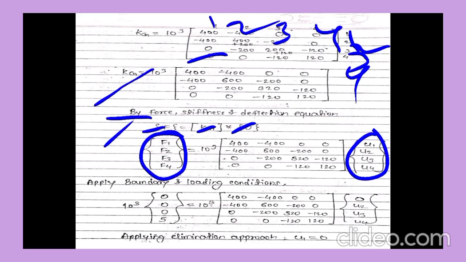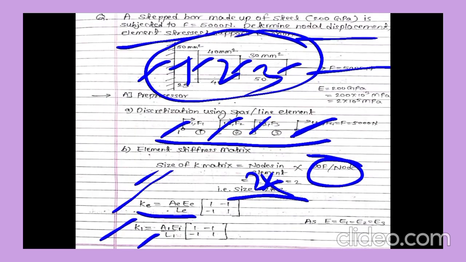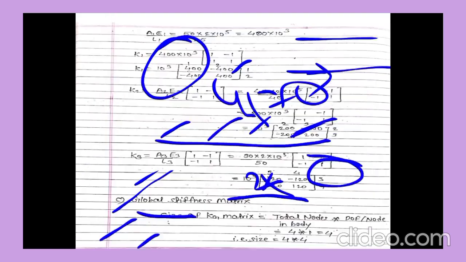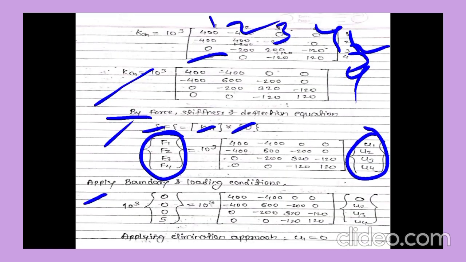Okay, so after that, in the next step, we are going to apply the boundary and loading conditions. As you can see in the problem, node number 1 is fixed, so the degree of freedom of node number 1 will be 0. Okay, so u1 will be 0, and node number 4 is subjected to a force of 5 kilonewton. So we are going to put the values of force as well as the displacement. So 5 kilonewton is nothing but 5 into 10 to the power 3 newton.